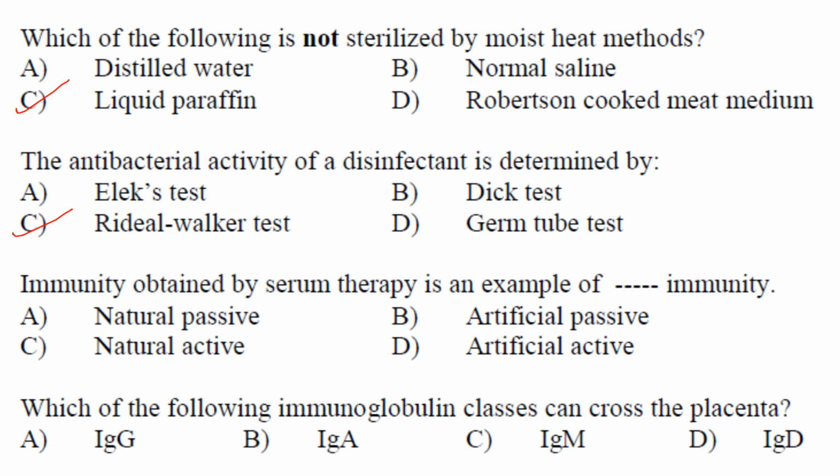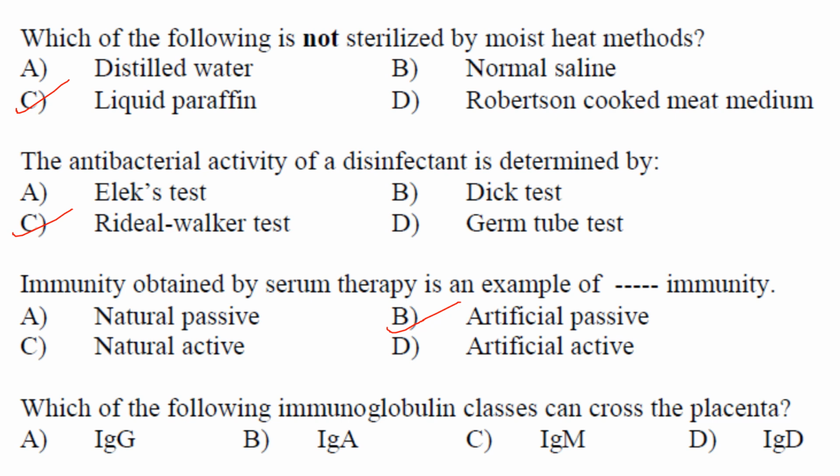Then, immunity obtained by serum therapy is an example of artificial passive immunity. In artificial passive immunity, it involves administering antibodies from an immune individual to provide protection against specific infections or diseases in an infected individual. So you take antibodies from an immune individual, inject them into the diseased individual to provide temporary protection against the infection or the disease. That is artificial passive.